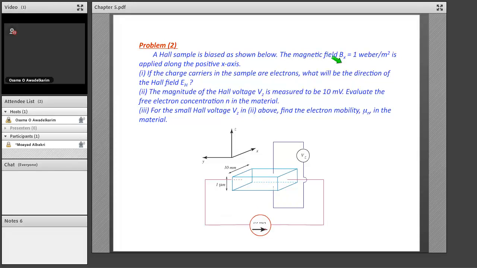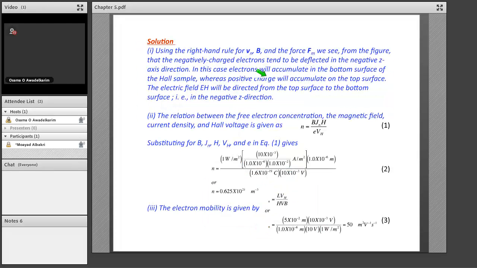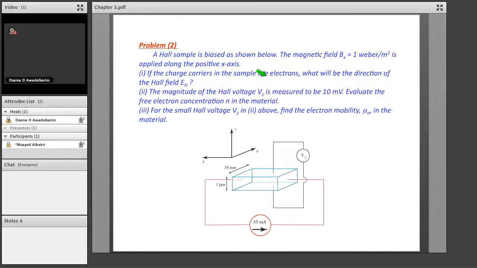If the charge carriers in the sample are electrons, so this is an n-type semiconductor, what will be the direction of the Hall field? Okay, so that's the first question. So let's see, using the right-hand rule for V and B and the force, we see from the figure that the negatively charged electrons tend to be deflected in the negative z direction. The reason I jumped and read the answer is because I'm not given the direction of the magnetic field. So let's see. Along the positive axis.